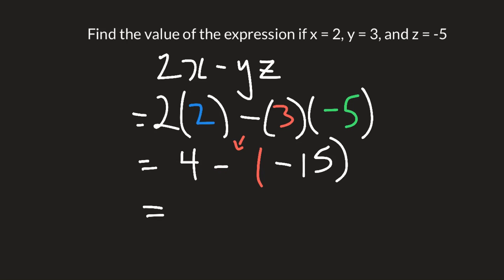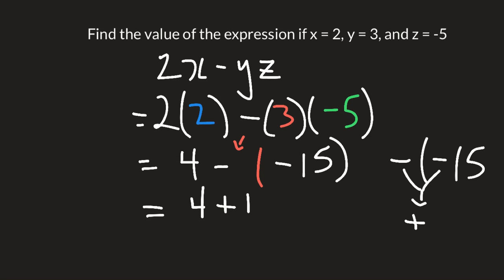4 minus -15. The other trick my wife told me was that whenever you see two negatives next to each other, they become a positive. It also means what's -1 times -15. If you have negative minus a negative like that, the two negatives combine together to become a positive. So this actually means 4 plus 15, which equals 19. So that's my final solution there.